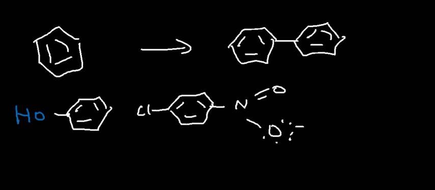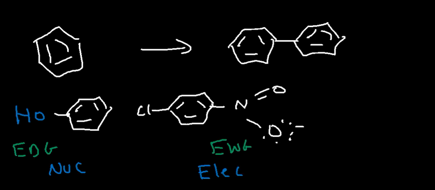Well, what you need to realize is that if we want to combine two benzene rings together, you need an activated ring and a deactivated ring. This ring is activated because of the electron donating group. And this ring is deactivated because of the electron withdrawing group. So basically, this ring is the nucleophile because it's electron rich, and this ring is an electrophile. In organic chemistry, the nucleophile always reacts with the electrophile. And let's talk about why.